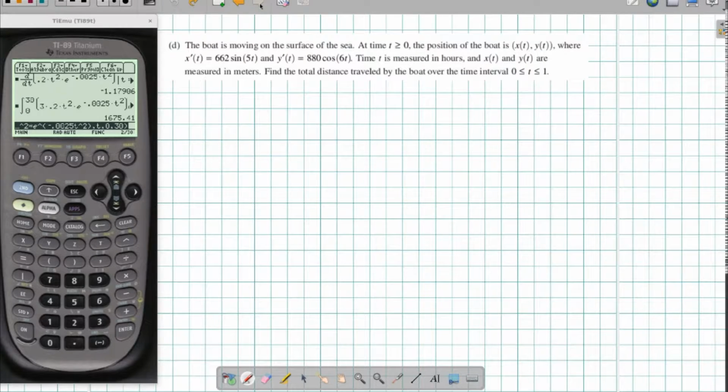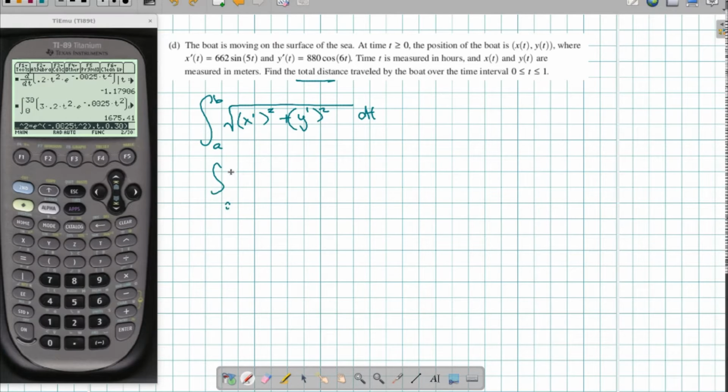On part D, it says the boat is moving on the surface of the sea at time t equals 0. The position of the boat is given by this parametric expression x of t, y of t, where x prime is given by 662 sine of 5t, and y prime is given by 880 cosine 6t. Time is measured in hours, x of t and y of t are measured in meters. They're asking for the total distance, and I know that the total distance between points A and B can be written as the integral of the square root of x prime squared plus y prime squared dt.